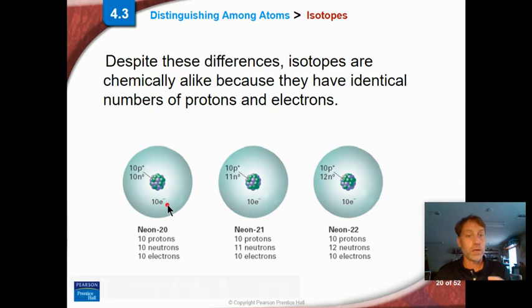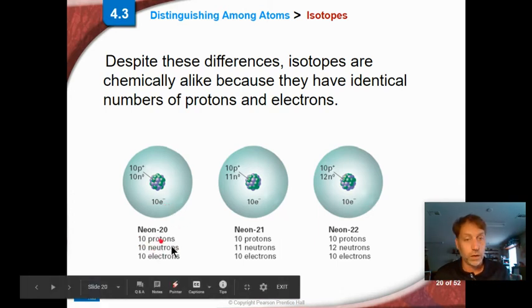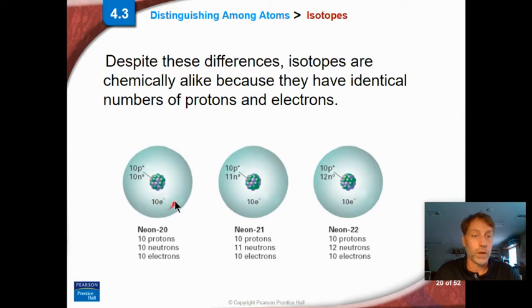Neon, all of these are neon. Why are they all neon? Because they have 10 protons. Any element that has 10 protons is neon by definition. We have 10 electrons and 10 protons because it's neutral. What can change in the nucleus is the number of neutrons. Notice the neutrons here are 10, the neutrons in this middle one are 11, and the neutrons here are 12. These are all neon because they all have 10 protons.